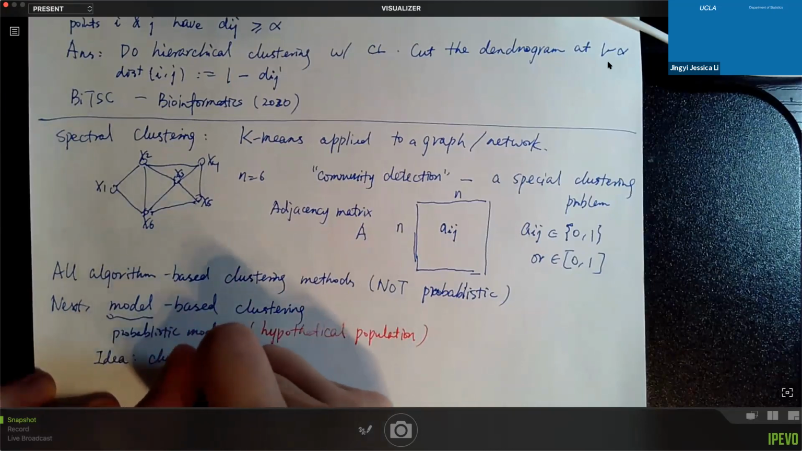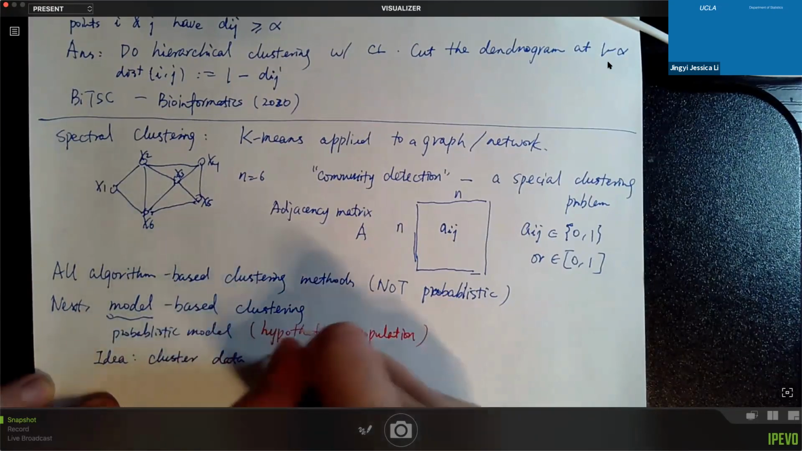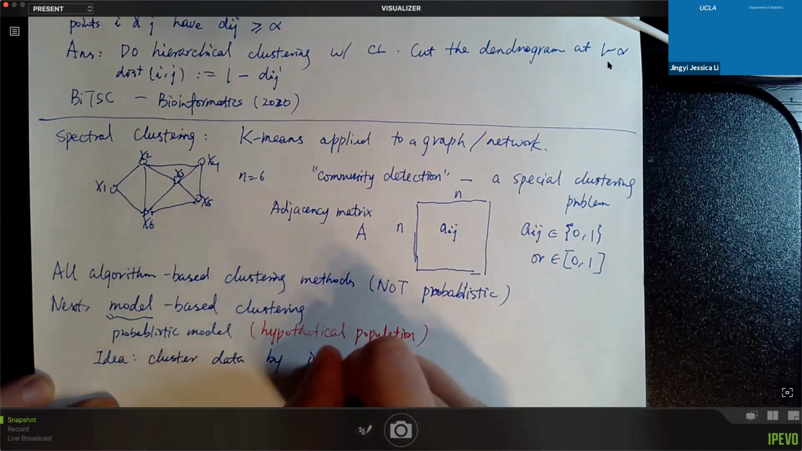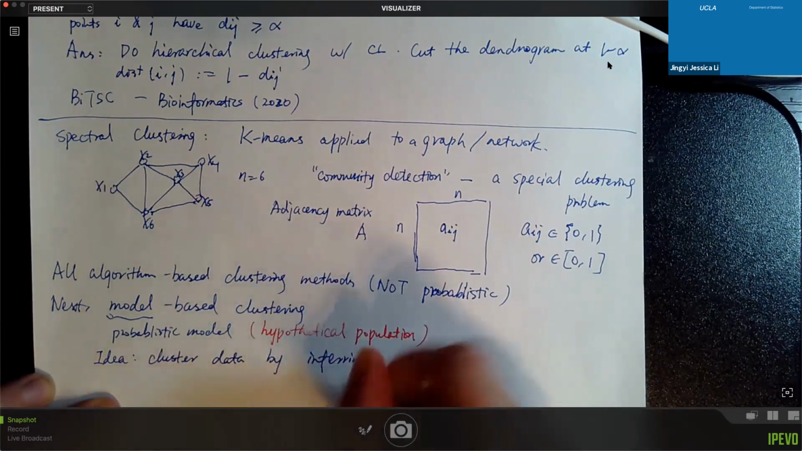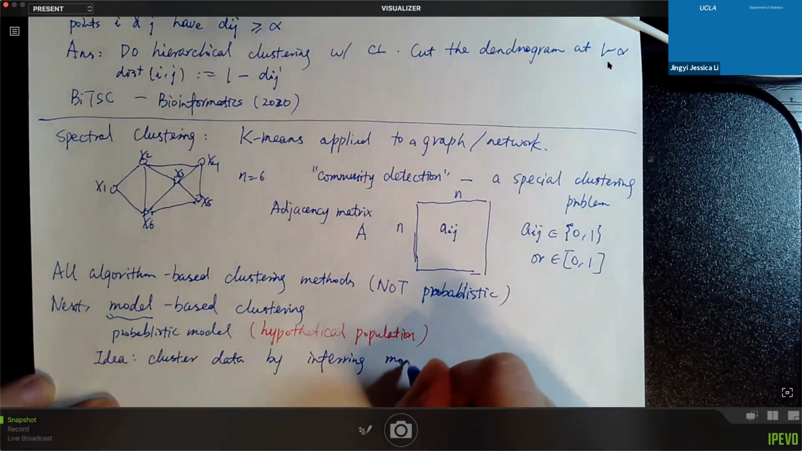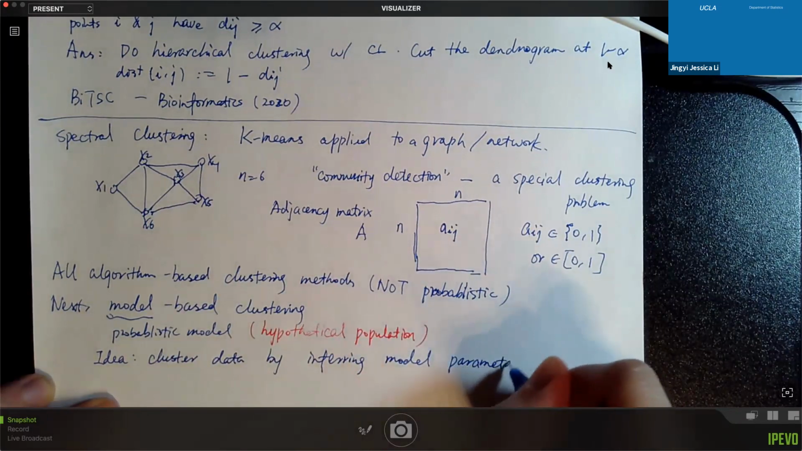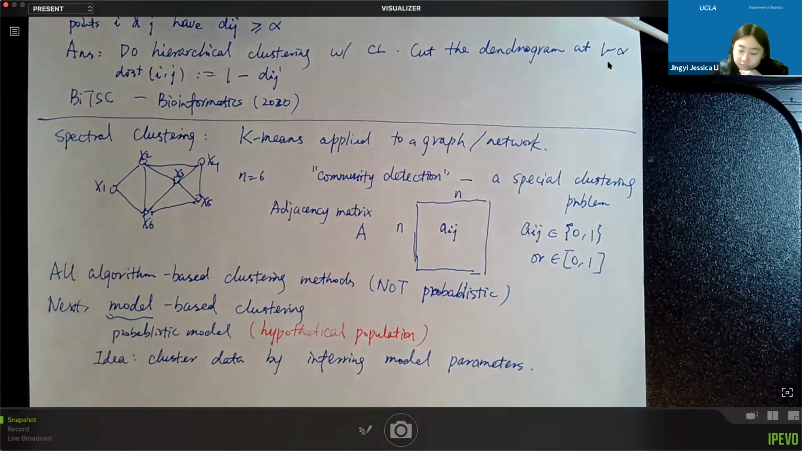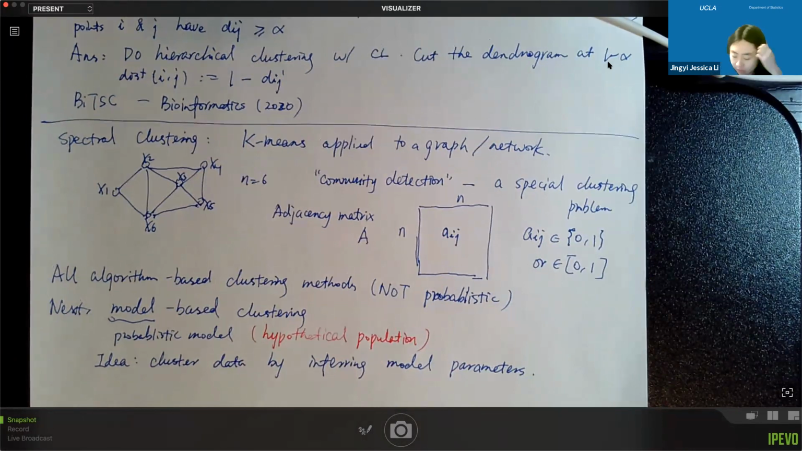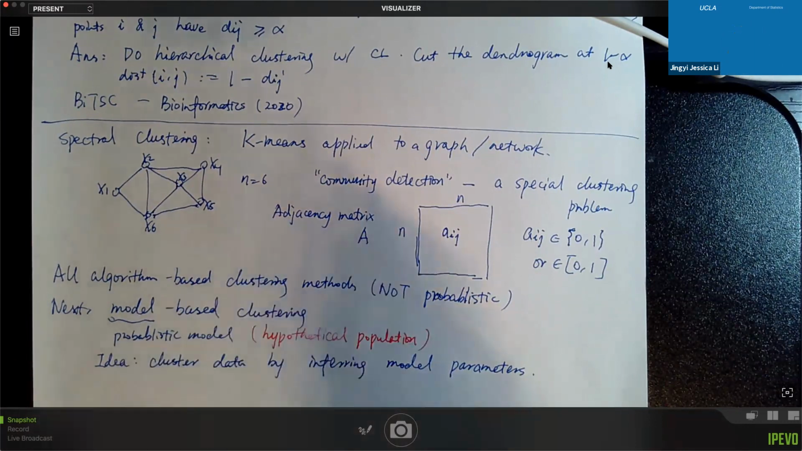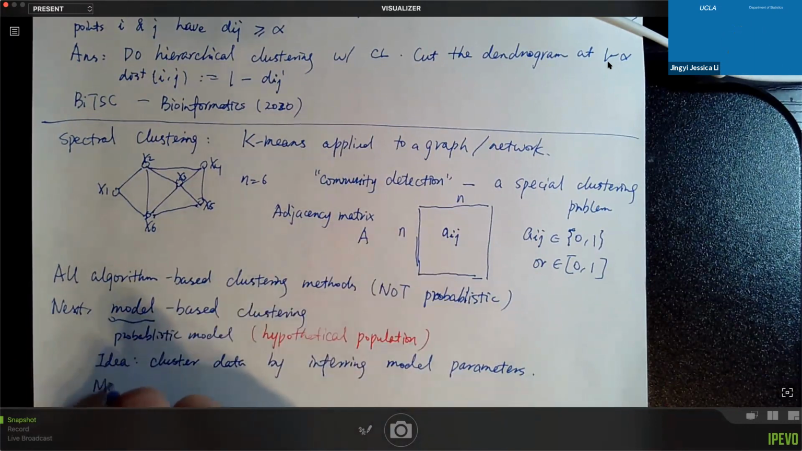Okay, so in other words, the idea is to cluster data by inferring model parameters. That's the approach we're going to take when we introduce this. And then this is connected to a topic in statistics we call the missing data problem.